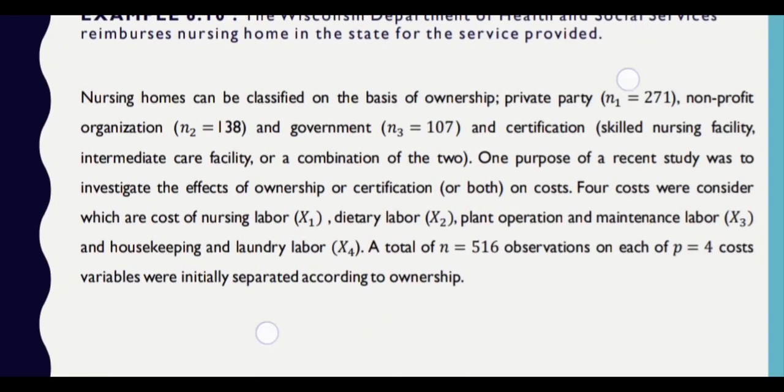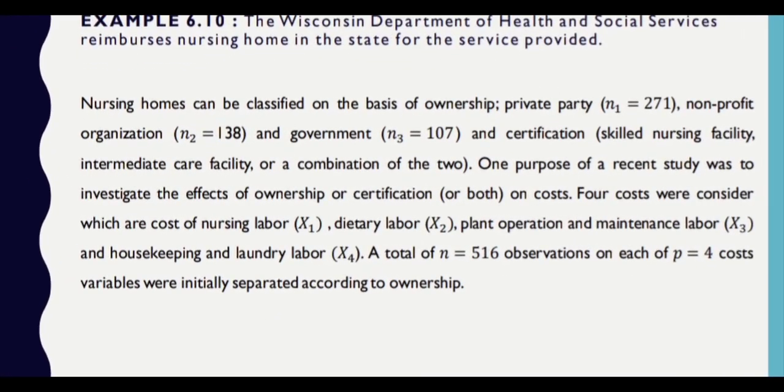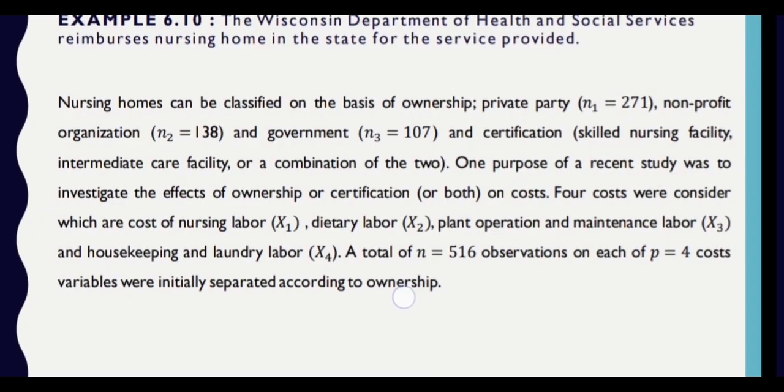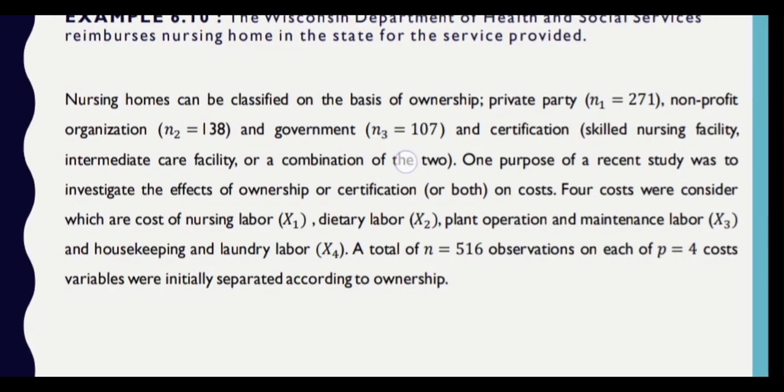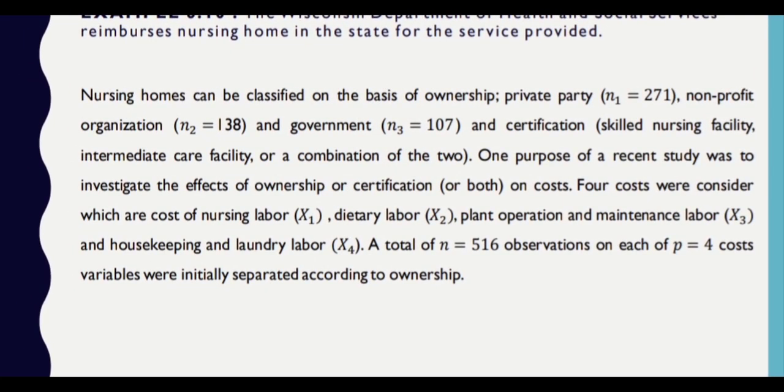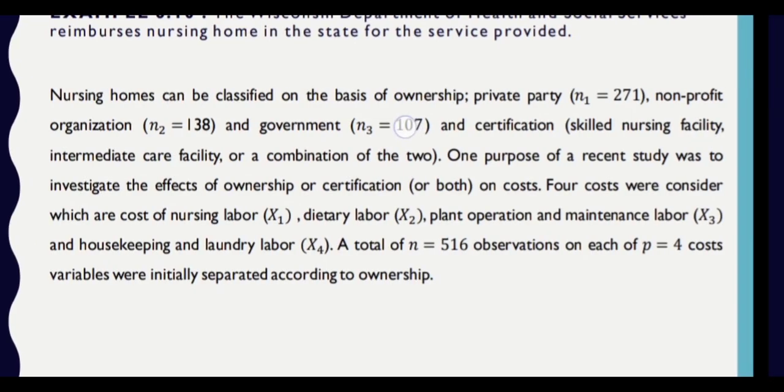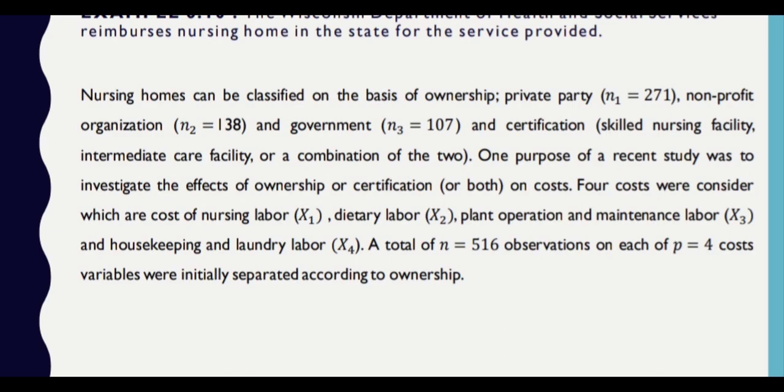Okay. So, this is another example sebenarnya. So, kalau kita tengok kat sini, example 6.10 in page 306. Nursing homes can be classified on the basis of ownership, private party, non-profit organisation and government. We have 3 treatment here, which is 3 population. And certification, skilled nursing facility, intermediate care facility, or a combination of the two. One purpose of a recent study was to investigate the effect of ownership or certification or both on costs.